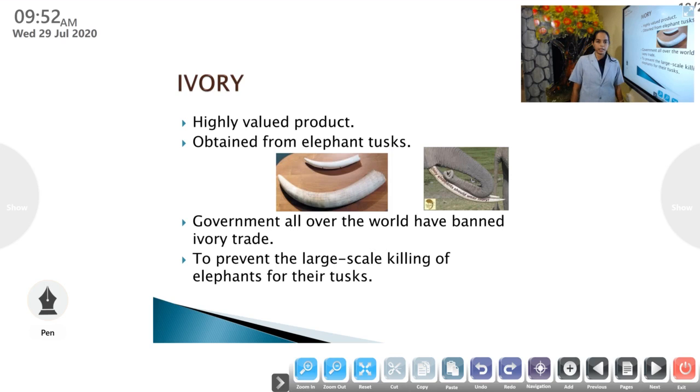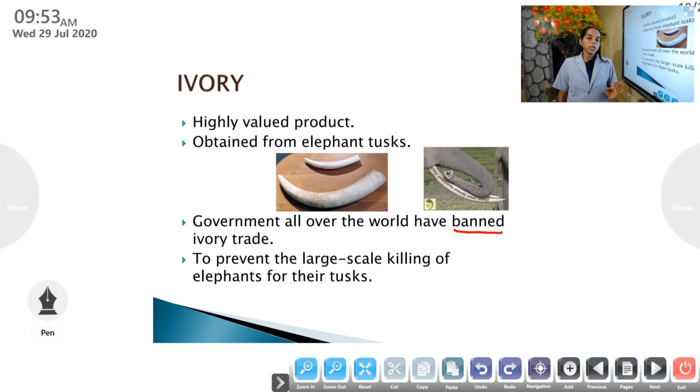Then the next product is ivory. Have you heard about ivory? Yes, it's a highly valuable product obtained from elephant tusk. But the governments all over the world have banned ivory trade. What do you mean by banned? That means it is prevented by law. What? Hunting elephants for tusk. So that is prohibited by law. So governments all over the world have banned ivory trade to prevent the large-scale killing of elephants for their tusk.